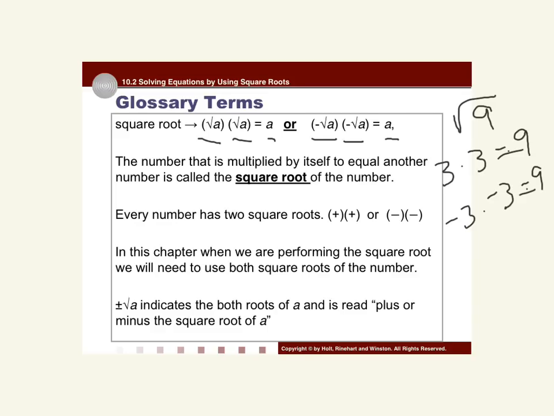Since we will be performing square roots in this chapter, we will have to use both the positive and the negative square roots. So most of our answers will be plus or minus. When we have plus or minus the square root of a number, that indicates that we want both roots, and it's read plus or minus the square root of that number.